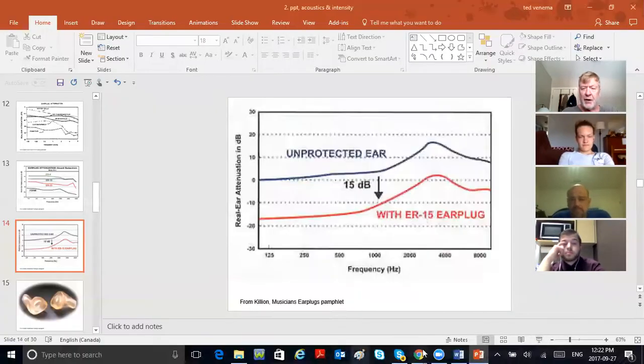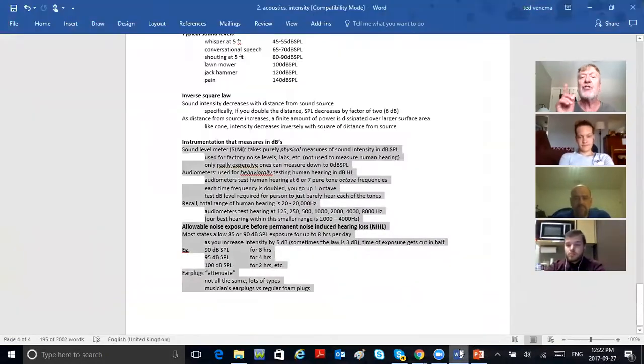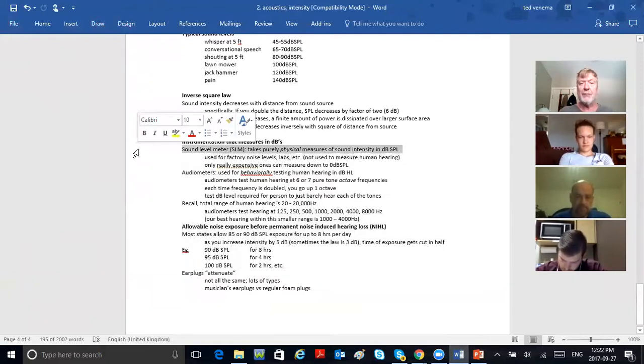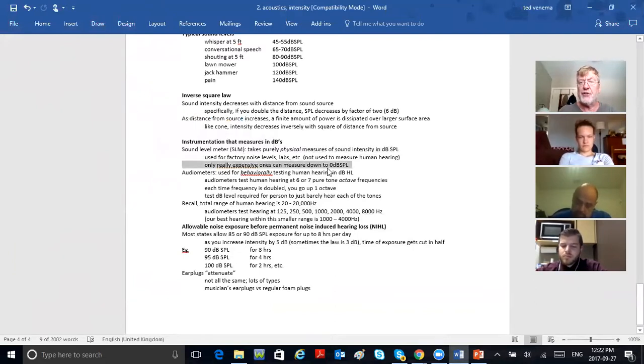Okay, before we run out of time, how much causes noise-induced hearing loss? This is the last thing we need to cover. By the way, sound level meters are used to measure sound intensity in factories. You and I don't do it. They're very expensive. They can measure down to 0 dB SPL. The expensive ones can. The cheaper ones can't measure that soft.